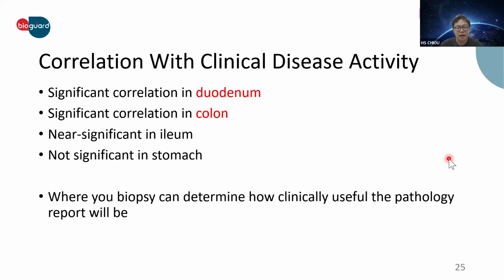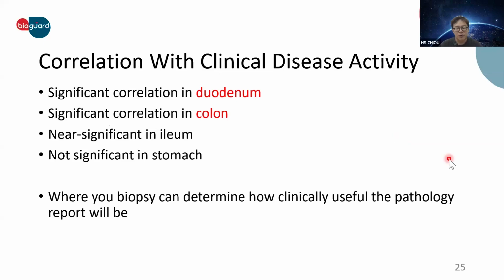So what did the study actually show? When they looked at the summative histopathologic scores, they found significant correlation with clinical activity in two regions, the duodenum and the colon. The ileum showed a near-significant correlation, but the stomach had no significant correlation with clinical severity.